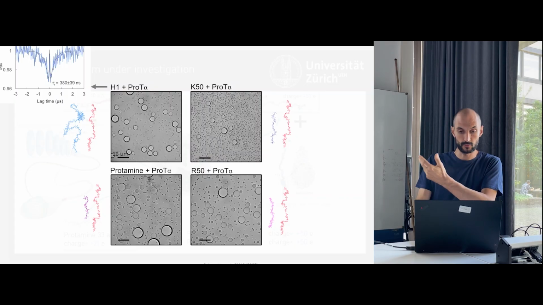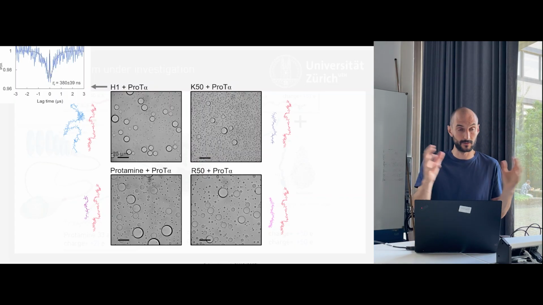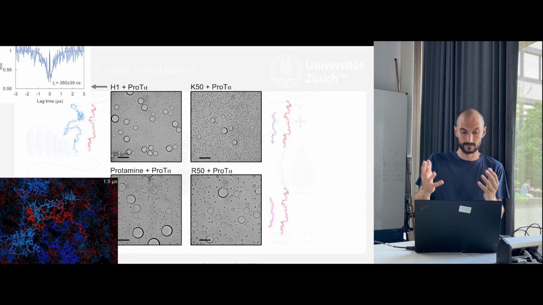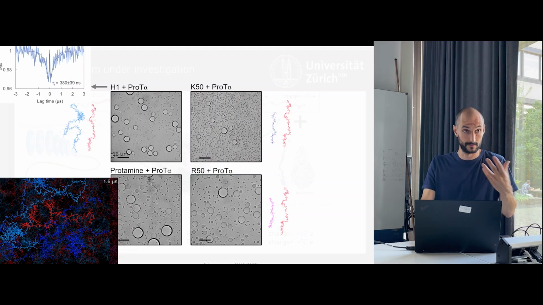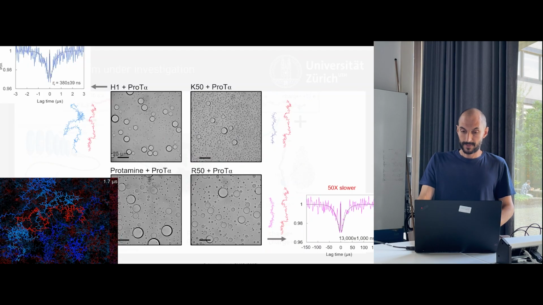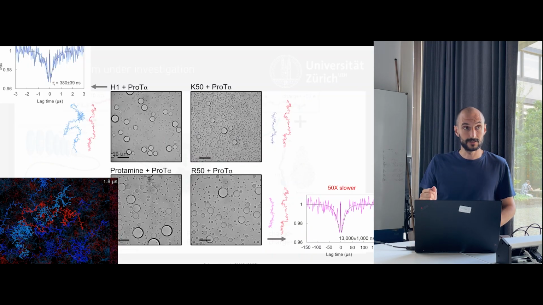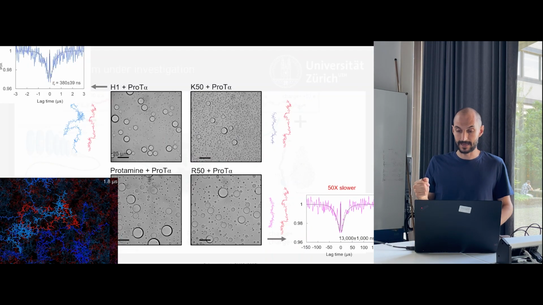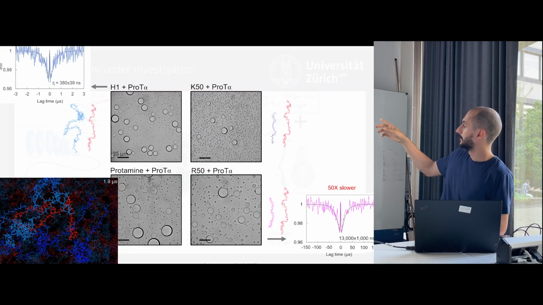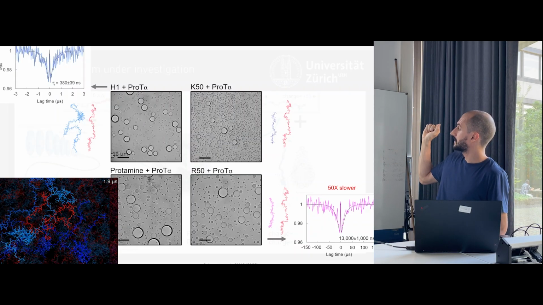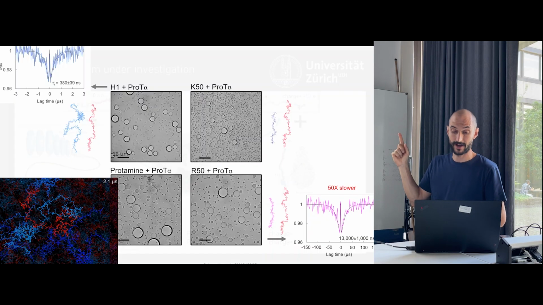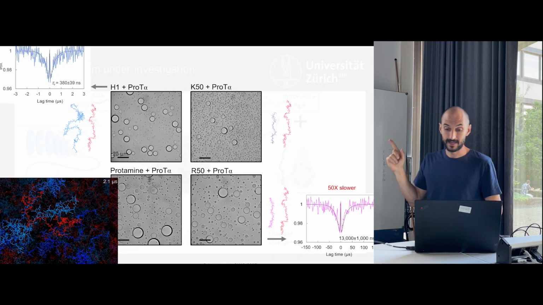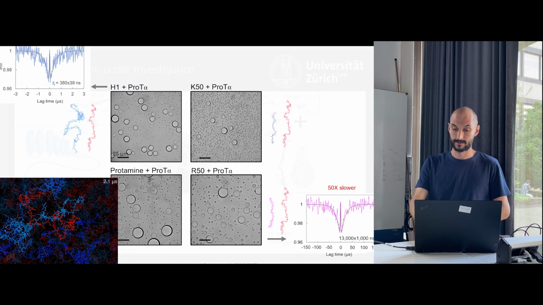So this is the H1, the one I already showed you, 380 nanosecond reconfiguration time, which corresponds to the dynamics inside the condensates, if you could really see it. But then I measured polyarginine 50 with ProTα, and look at this. This is 13,000 nanosecond reconfiguration time, meaning it's about 50 times slower.